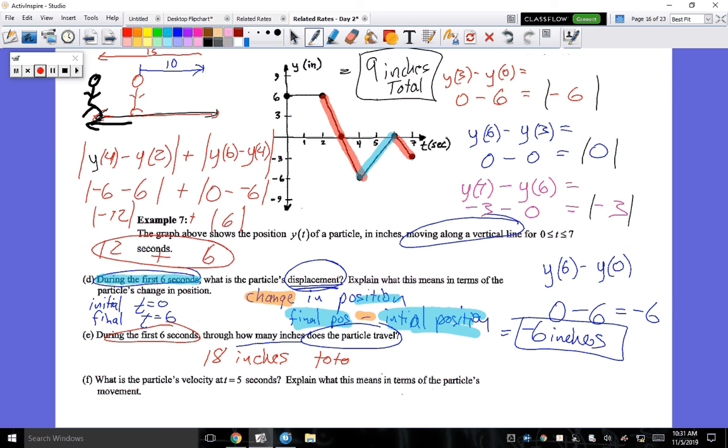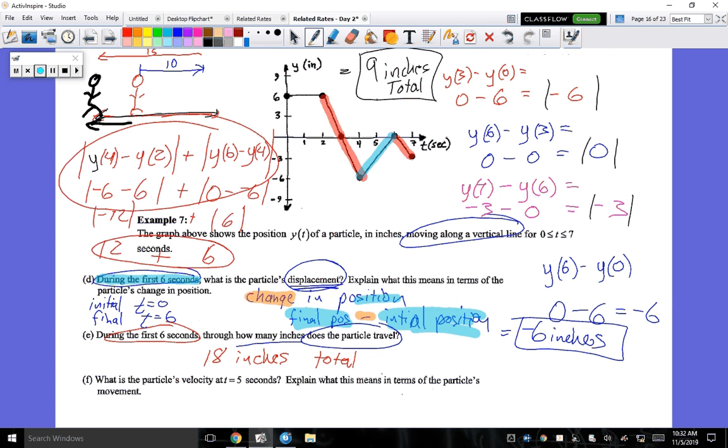Yes, Gabe? I just kind of looked at the graph and counted the changes in the y value and got 18 also. That's okay, but the thing is, it won't always be a graph, so we need to know how to use the math for sure. I could give you an equation. And if I give you an equation, you have to know the initial and the final and set it up as final minus the initial position. And if you have a calculator, you could store that function, remember? And you could just type in, in this case, y of 4 minus y of 2.